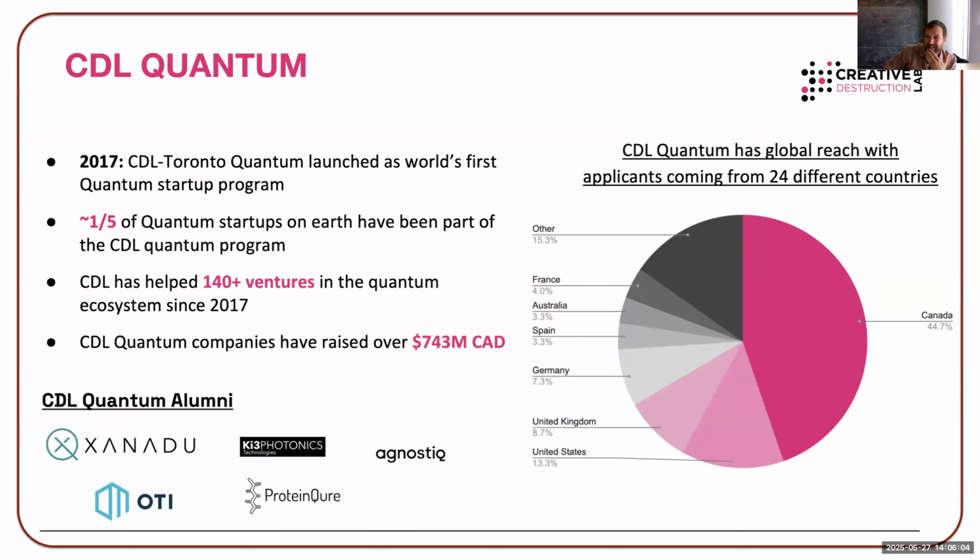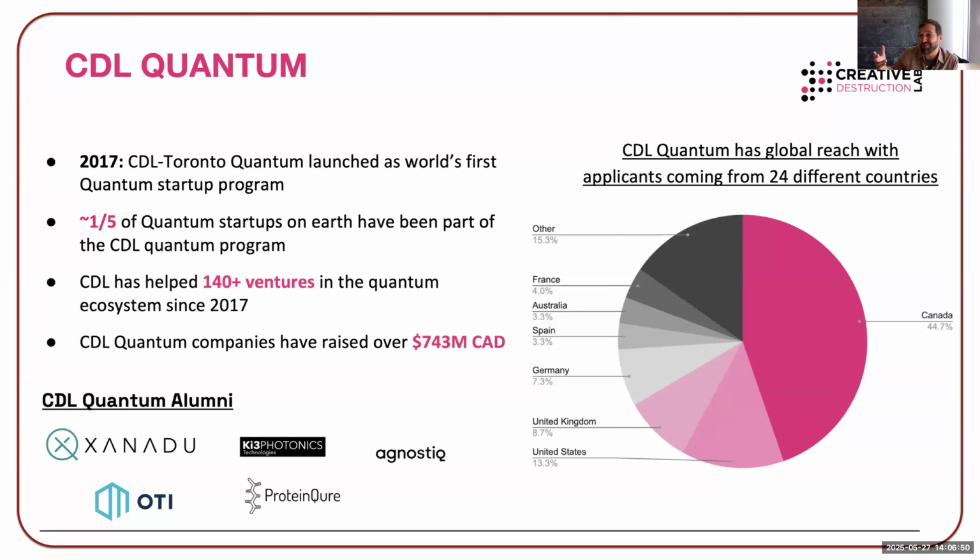So, as Wojtek mentioned, I'm the scientific director of CDL Quantum, which is a startup incubator for quantum startups that launched in 2017 out of University of Toronto Rotman Business School. Xanadu was the first startup that went through CDL's program. Xanadu's success, in some sense, incentivized the launch of this stream. This slide's about a year old, but we've helped 140 or more. I would probably say we're well over 160, getting closer to 180 ventures now.